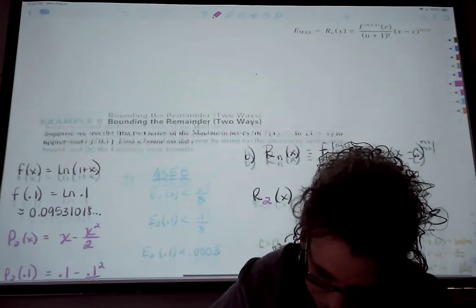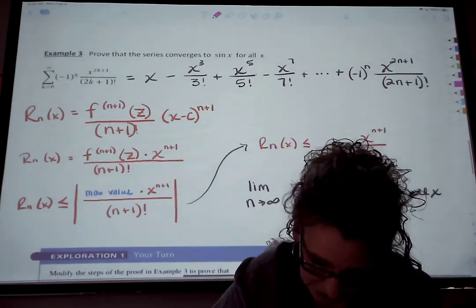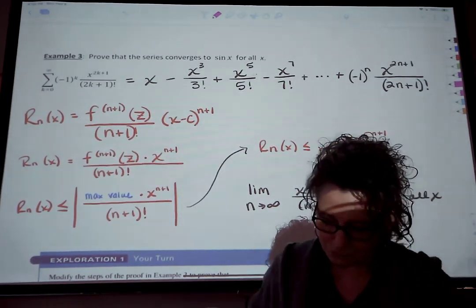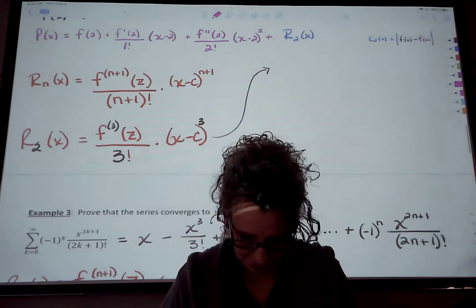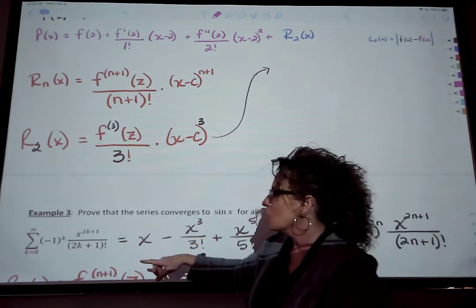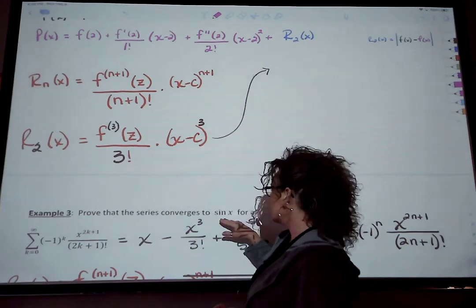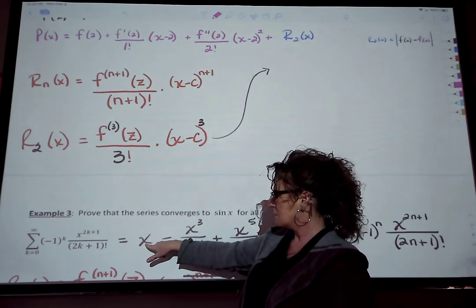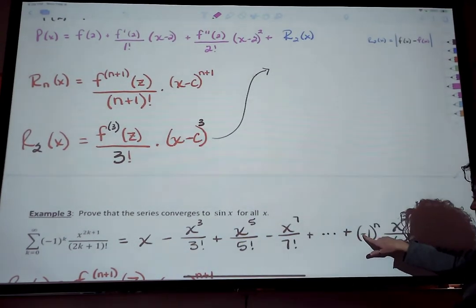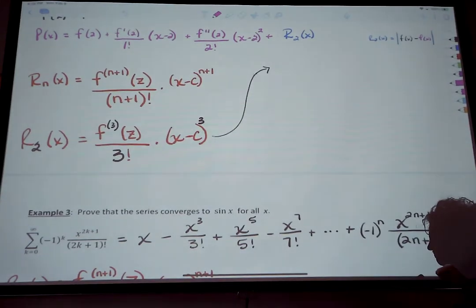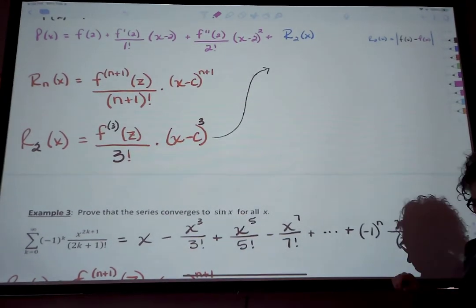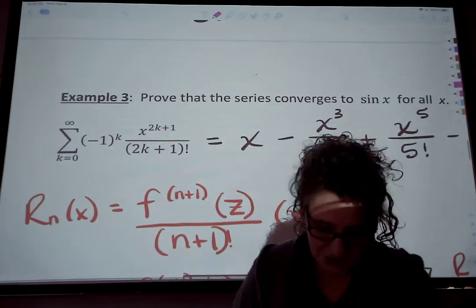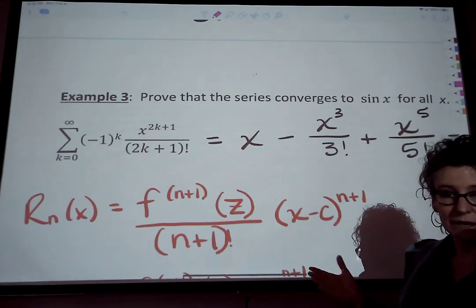Okay. I think I'm going to work backwards in these notes, even though example 3 starts with a proof. I just want you to see how this flows, okay? I want you to see how the concept flows. So here's what we're doing. We're supposed to prove that this converges to sine x for all x. So this is what the series looks like, written out. This is that Lagrange error bound, the remainder.